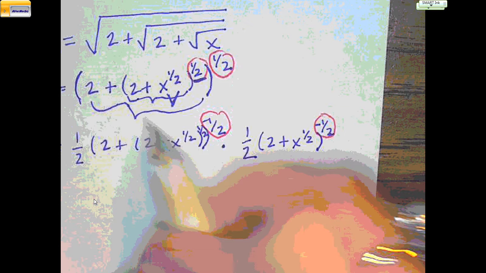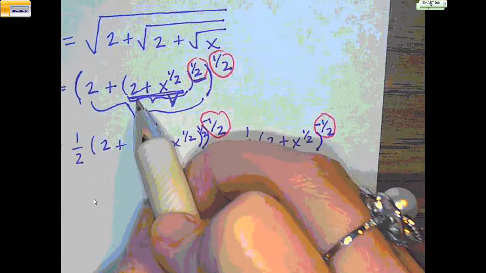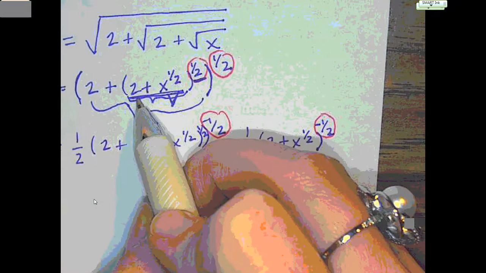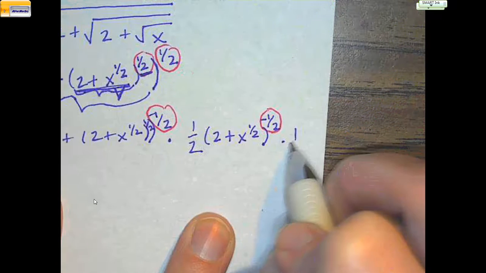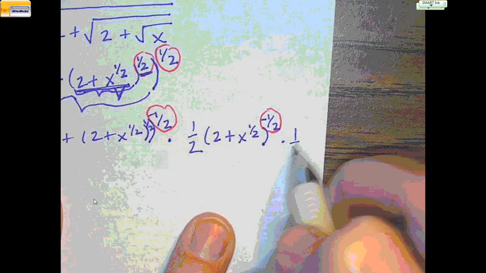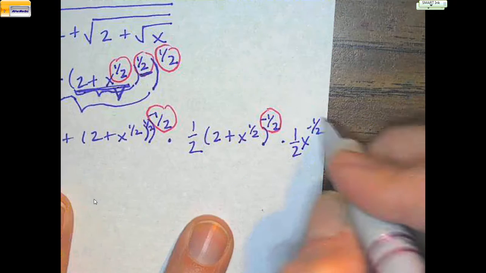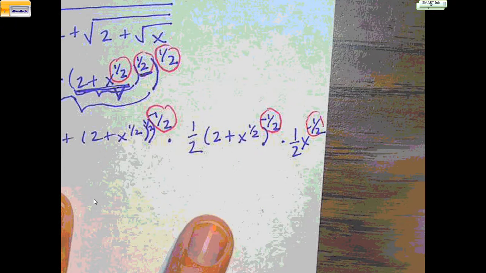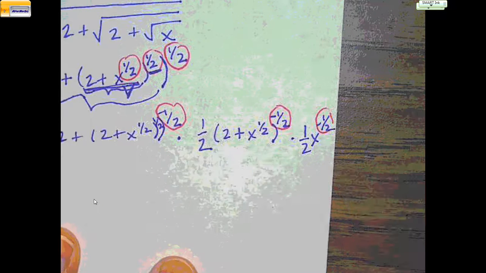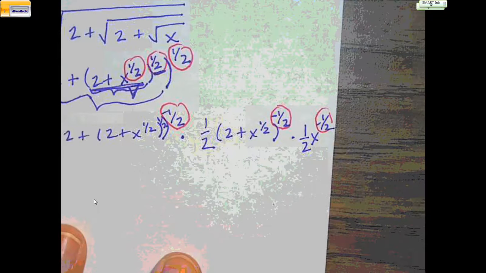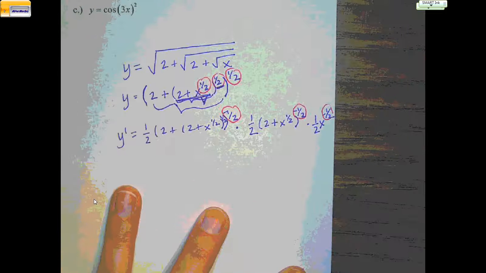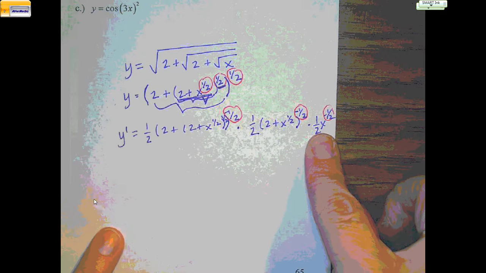Last one, we're on the inside. Derivative of 2 is 0. Derivative of x to the 1/2 is 1/2 x to the negative half. So now we've taken care of that group. Complete our circles here. Now it's just a matter of simplifying it. This is the derivative. We just need to make it look a little prettier.